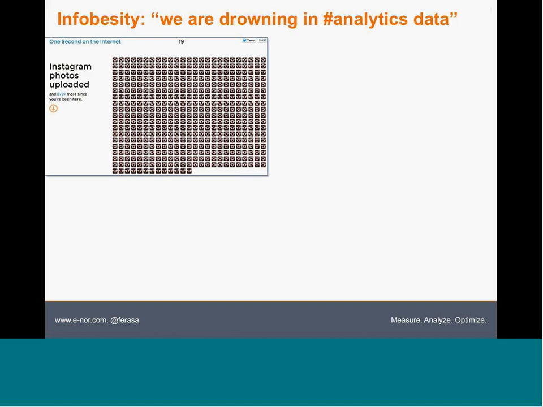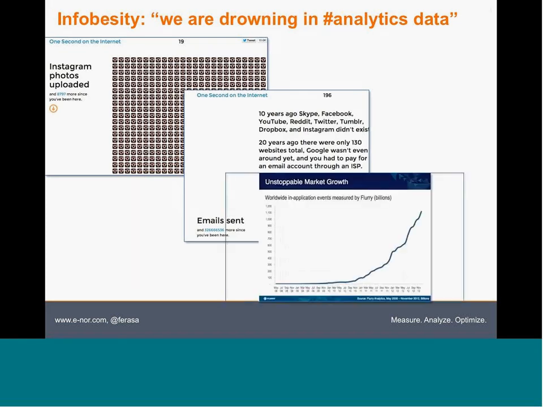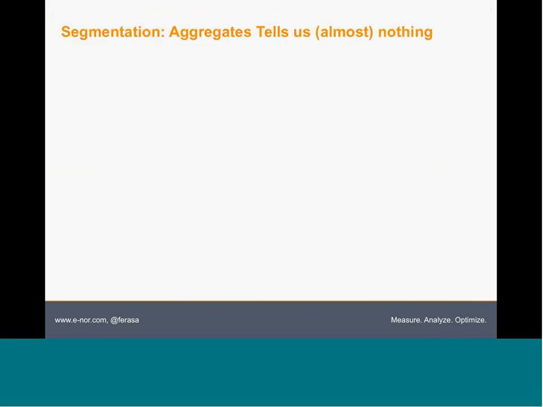I love this site. In 1 second on the internet, you see the number of emails, the number of Facebook posts, the number of comments, and you see in a second how much data is being uploaded into this digital world. In less than 20 seconds, almost 9,000 Instagram photos are uploaded, emails are sent. Events in mobile apps, this last year slide is from Flurry, the mobile analytics platform, in the trillions. And so as marketers, it becomes really challenging. How do you make sense of all of this data?